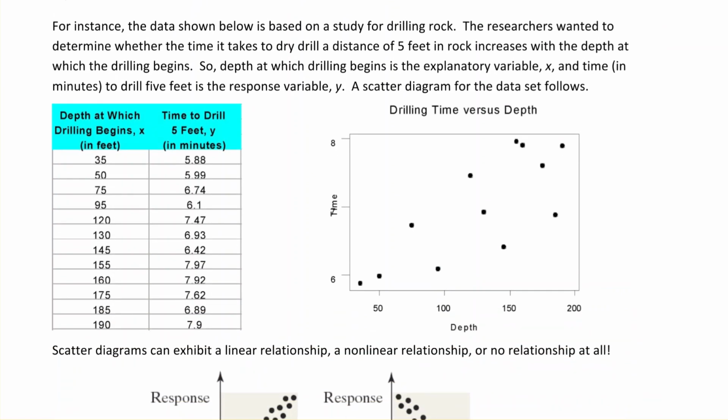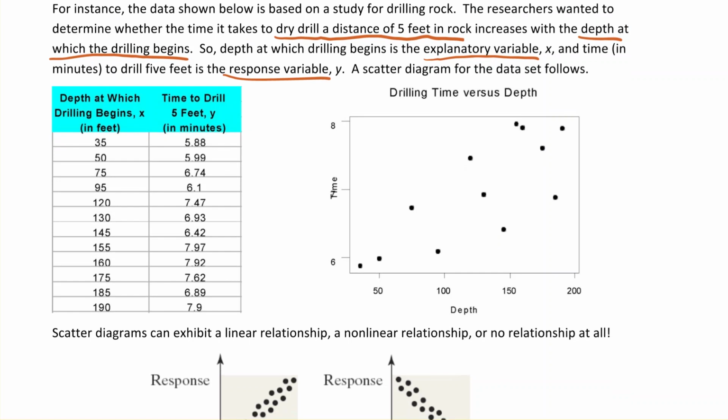So here's an example. Okay. So the left side is the data in a table, based on a study on drilling rock. Researchers want to determine whether the time it takes to drill, here's a key point, to drill a distance of 5 feet in rock increases with the depth at which the drilling begins. So essentially, the deeper the rock, does it take a longer time? Are we curious? So the depth at which the drill begins is the explanatory variable, x, and the time in minutes to drill 5 feet is the response variable, y.